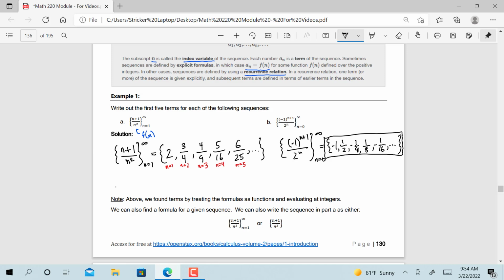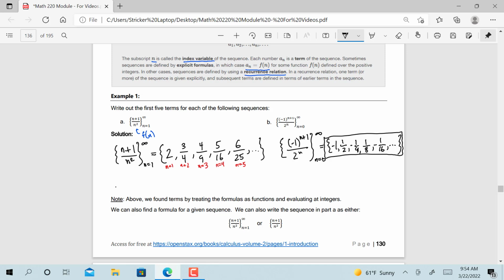The other thing you'll notice is that on the numerator, we have -1 raised to a power. Well, anytime you have a negative number raised to a power, it's going to alternate back and forth, positive, negative, between the terms, and we see that with the terms of this sequence. So let's go ahead and look at the note at the bottom of the page.